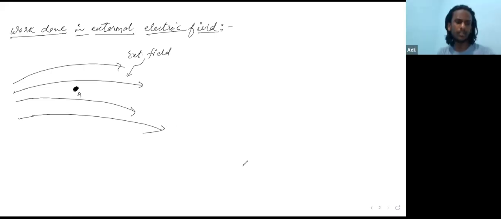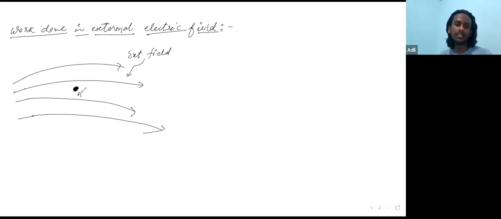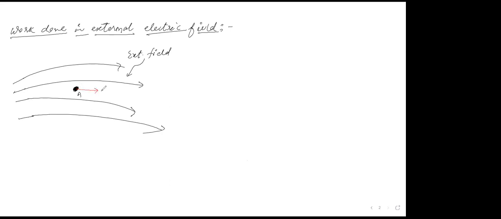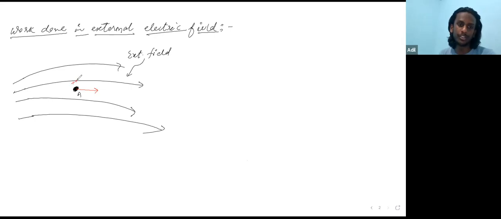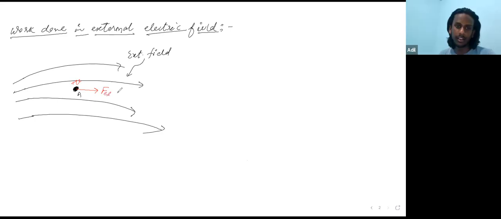Okay, don't worry. Now, I am just asking you what will happen if you put a charged particle at this position A in this external electric field? Then we can say that a force must be applied upon this charged particle in the direction of the electric field. Why? What is the reason behind it? Because it is a positive charge, so it moves along the direction of the field. You can write here F electric is equal to Q into E.